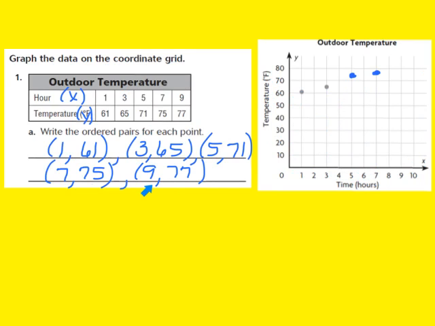Now our last ordered pair is 9 and 77. So from the origin, I'm going to move over on my x-axis. I'm going to move over 9 spaces. So 1, 2, 3, 4, 5, 6, 7, 8, 9. Now, our y-coordinate is 77. So we're going to move up 10, 20, 30, 40, 50, 60, 70. Now our 80 is right here, so we're going to come down right below that 80, and we're going to make that 77. So we're going to graph that ordered pair at 9, 77. So right below the 80 is where our 77 would be. And we have now graphed the ordered pairs for each one of our points.